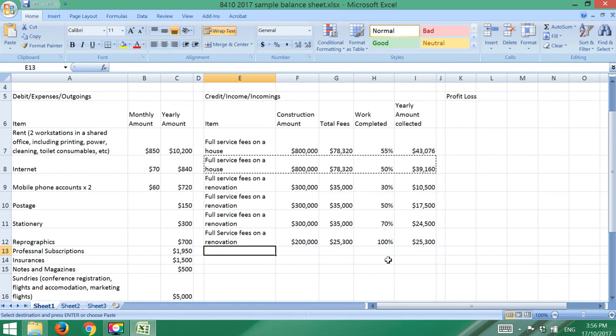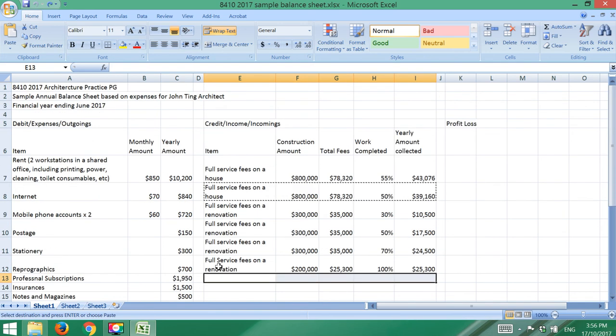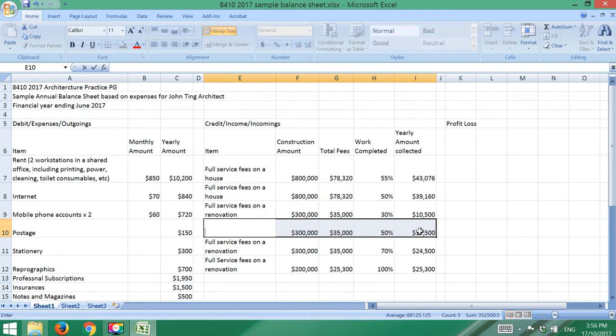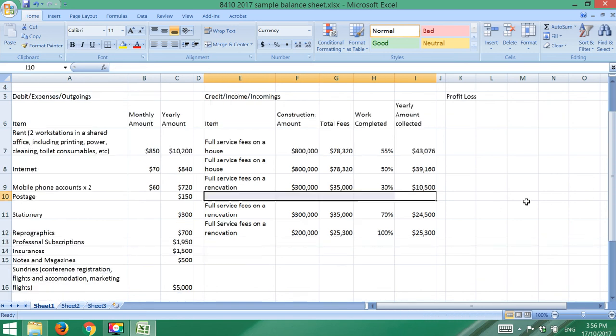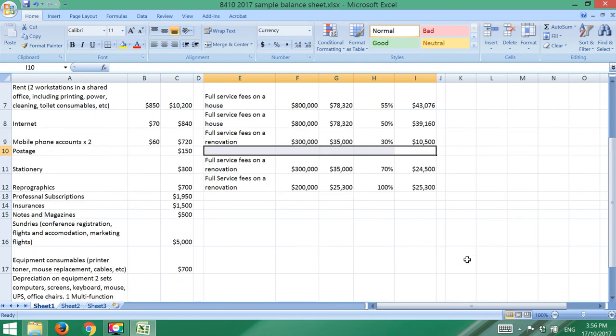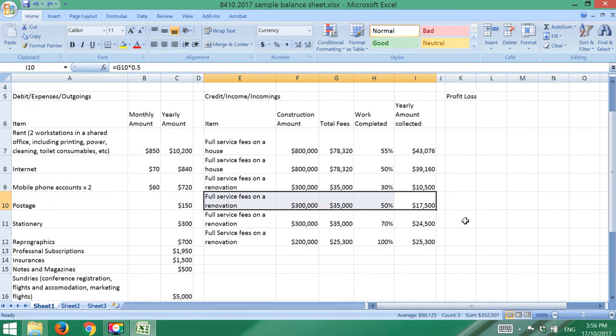Now, let's say we had another house on hand that we had done half the work for, then you see our profit starts to go up. If we had less work, let's say we didn't have this renovation, then you see our profit starts to go down.